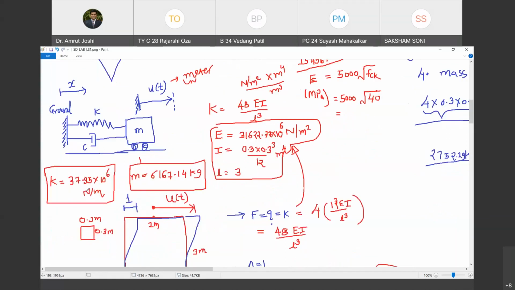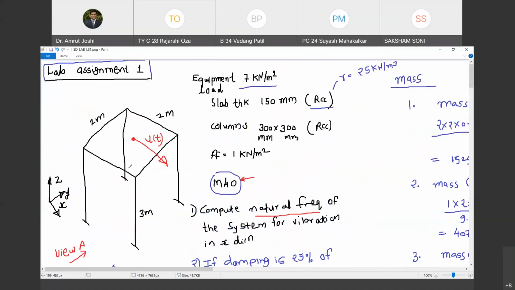So are you convinced that the unit of K is Newton per meter and mass is 6167.14 kg, and this is the value of K? Yes. So now we have defined K, we have defined M. So in other words, we have partially converted this system which represents a real life problem.